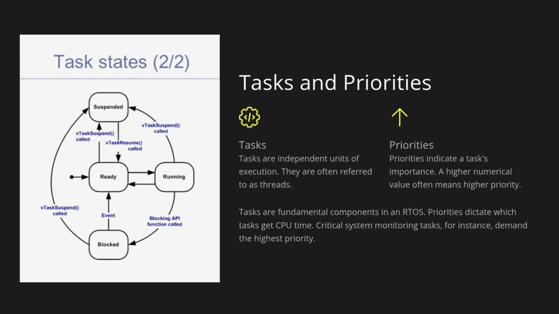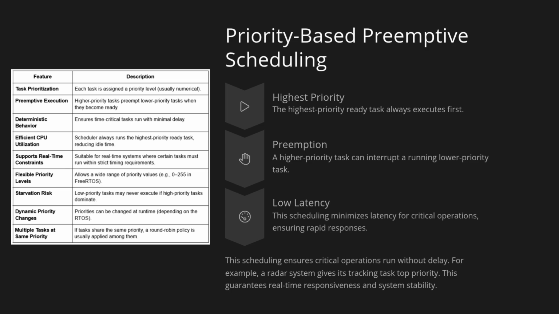Now let's talk about priorities. Each task is assigned a priority when it is created. In many RTOSs, a higher numerical value represents a higher priority. These priorities help the scheduler to resolve conflicts when multiple tasks are ready to run at the same time. For example, a task responsible for handling safety alerts should have a higher priority than a task responsible for data logging or for blinking an LED. So in summary, the task does the work, the priority tells how urgent it is, and the TCB keeps everything organized for the scheduler.